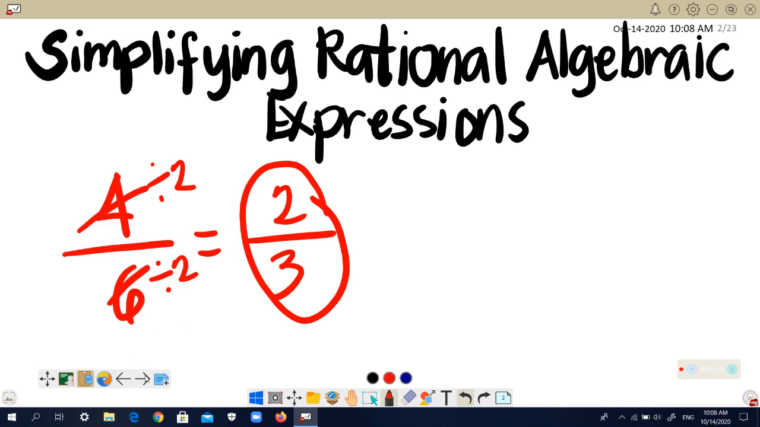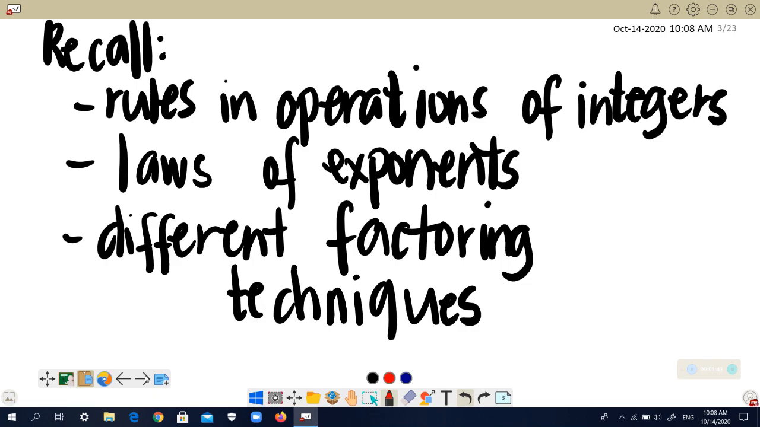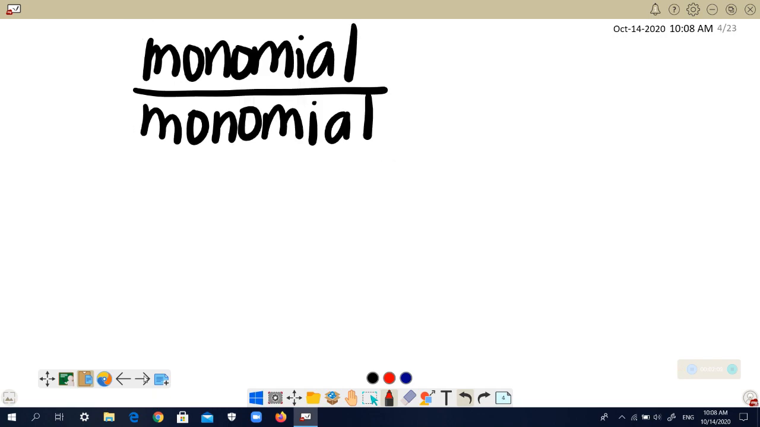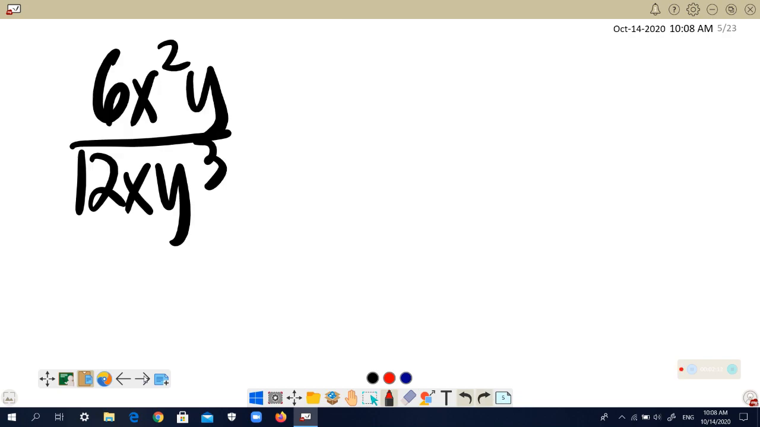So now, we are going to have rational algebraic expressions. For you to simplify them, you are going to apply or recall the topics that we have had before. We have the rules and operations of integers, which were taught in your grade 7 lessons, and also the laws of exponents from your grade 7 lesson. And then, the different factoring techniques that we had last week. Okay, so let us have an example of a rational algebraic expression wherein the numerator is a monomial and the denominator is also a monomial. For example, I have here 6x squared y all over 12xy cubed.